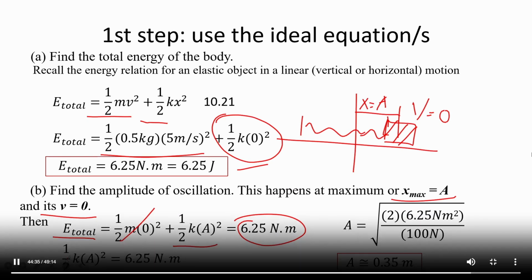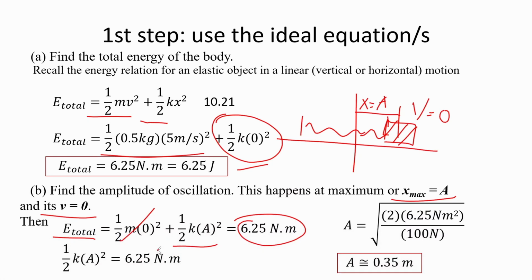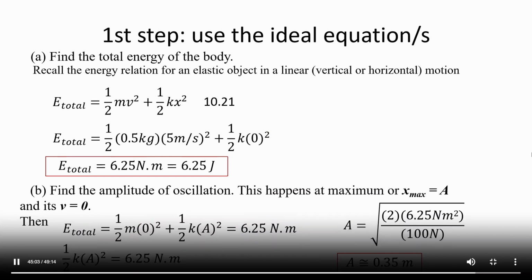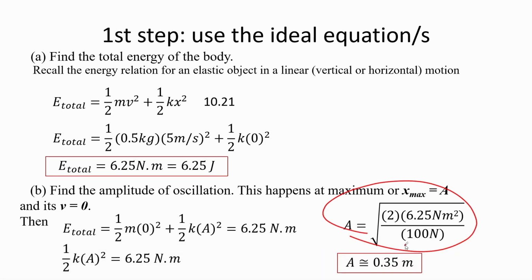Rewriting that, one half k A squared is equal to 6.25. Simplifying and solving for the amplitude gives you around 0.35 meters.